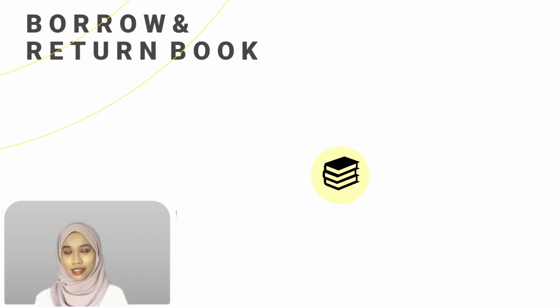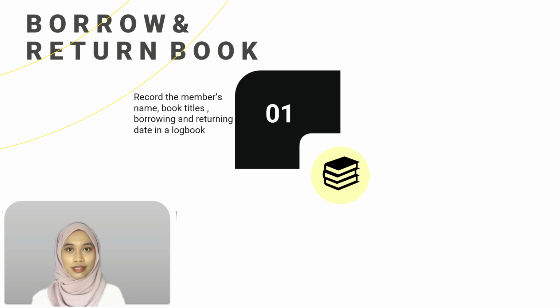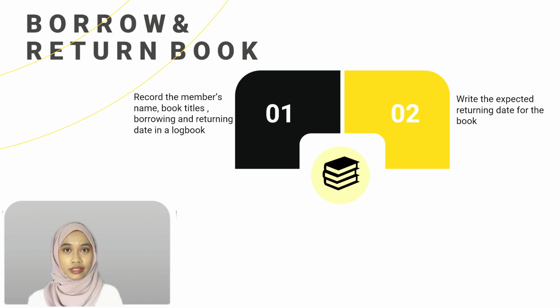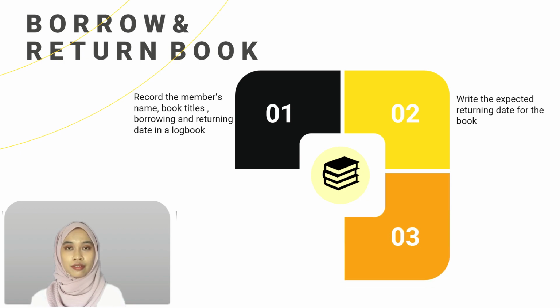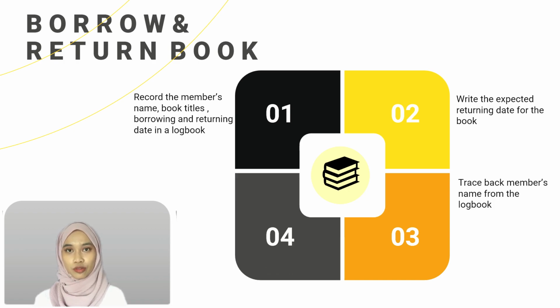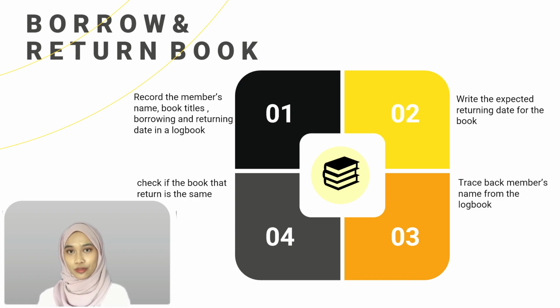Next, the current process for borrowing and returning books. Firstly, the library staff will record the member's name, book titles, and borrowing and returning dates in a logbook. They will write the returning date for the book on the member's library card and at the back of the book. The member's library card will be kept by the staff and will be returned to the member once the book is returned. For the returning process, the library staff will trace back the member's name from the logbook. Library staff will check if the returned book is the same as in their logbook, and if it matches their record, the staff will return the member's library card.